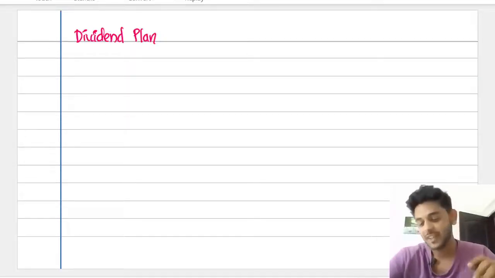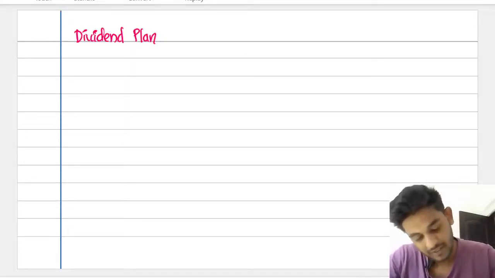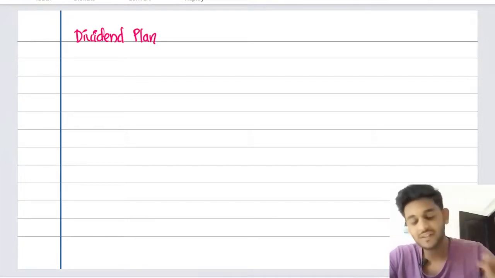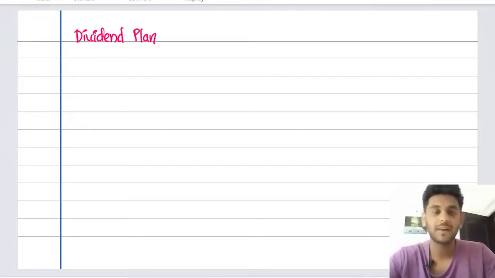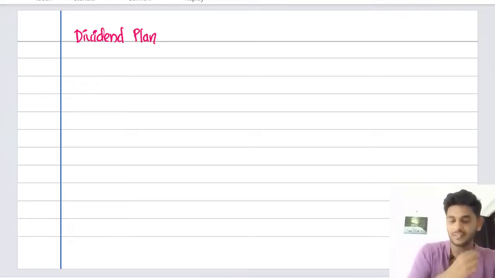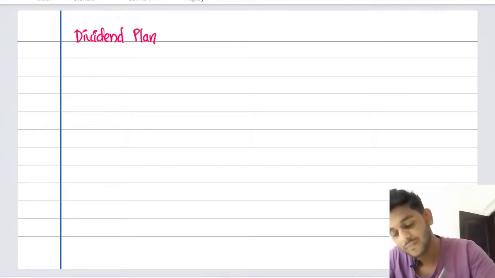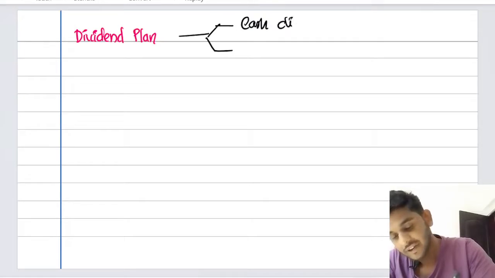So in this lecture we are going to discuss the dividend plan. So what is a dividend plan? It is something which we discussed earlier. Under this plan, the mutual fund house will distribute the dividend to the investors. So dividend will be in two forms. First one will be the normal dividend, or we can call it the cash dividend, and the capital gain distribution, or the capital gain dividend.